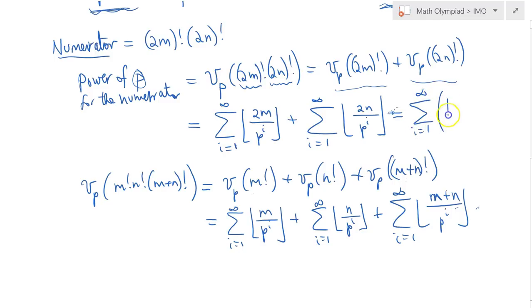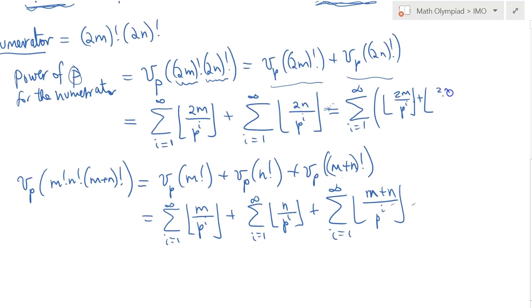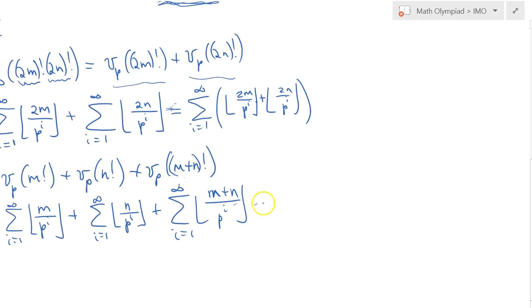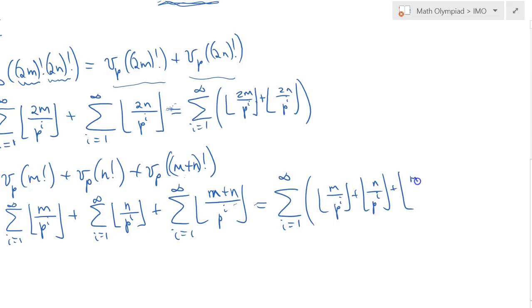So this is the summation of the floor of 2m over p to the power i, and then the same thing for 2n over p to the i, and close it. And I can do the same thing here. Let me quickly do that. Summation. Remember, the summation sign can do a lot of amazing things, obviously. m over p to the i plus n over p to the i power plus m plus n over p to the i power.